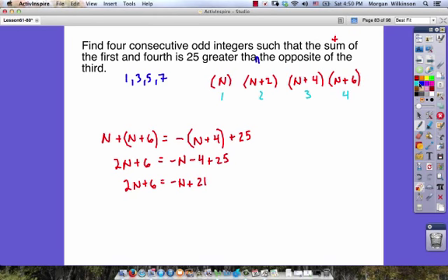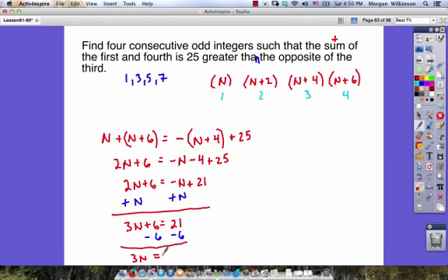And now we'll go ahead and find our answer. We're going to add n to both sides, plus n. We add n to both sides, we end up with 3n plus 6 is equal to, well, negative n plus n cancels, so we get 21. Now let's subtract 6 from both sides, and we're going to get 3n is equal to 21 minus 6, that's 15. Well, we know 3 times 5 is 15, so n must be equal to 5.